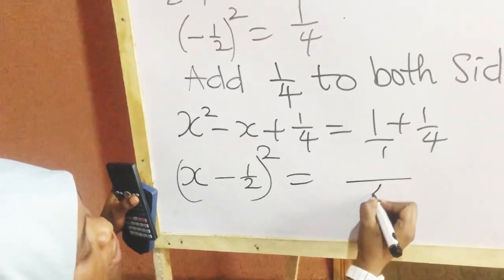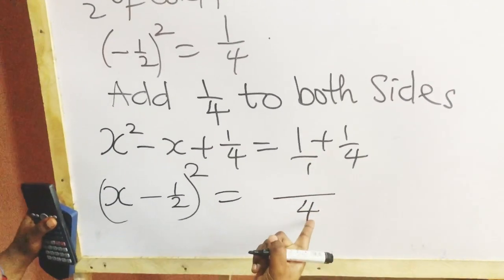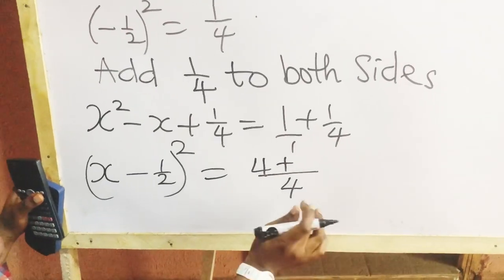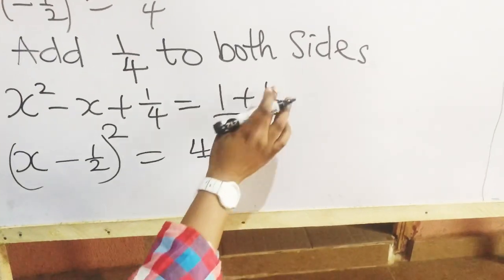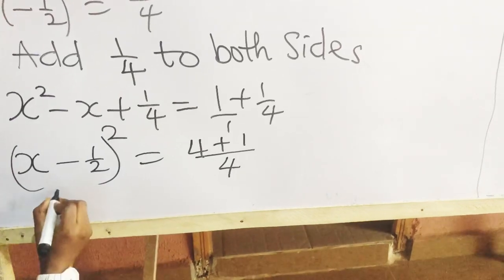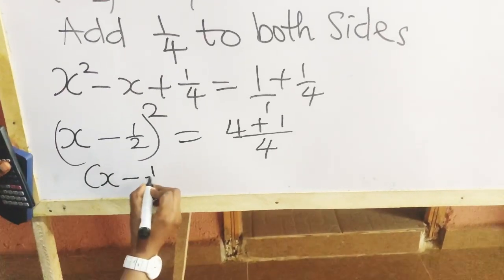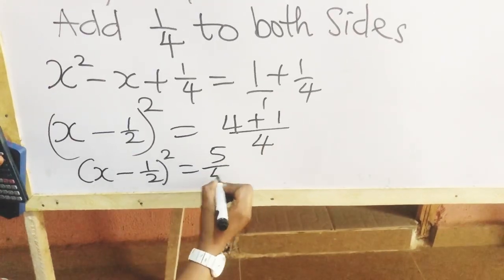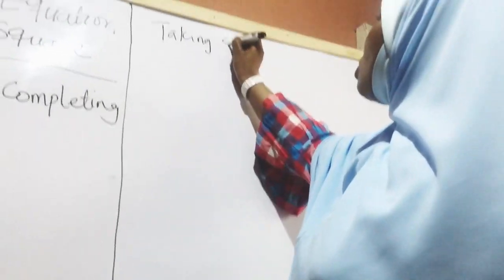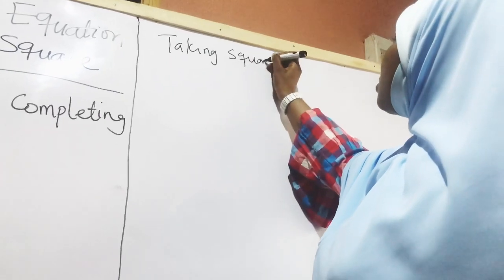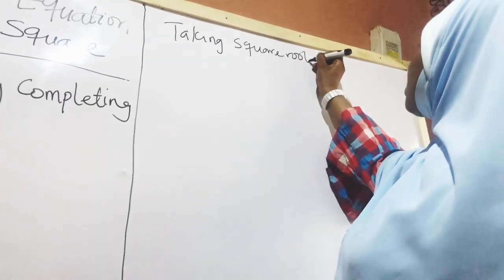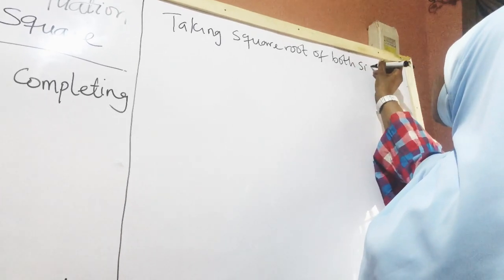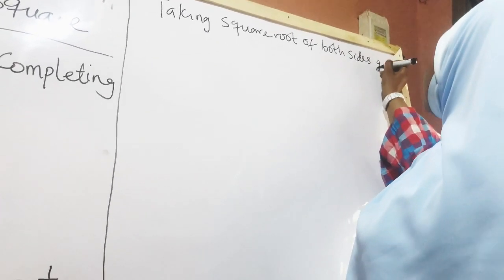LCM of 1 and 4 is equal to 4. How many 1s can we get in 4? 4. 4 times 1, 4. Plus 4 in 4, 1. So 1 times 1, 1. So x minus 1 over 2, everything squared, is equal to 5 over 4. Okay, square roots of both sides gives the following.